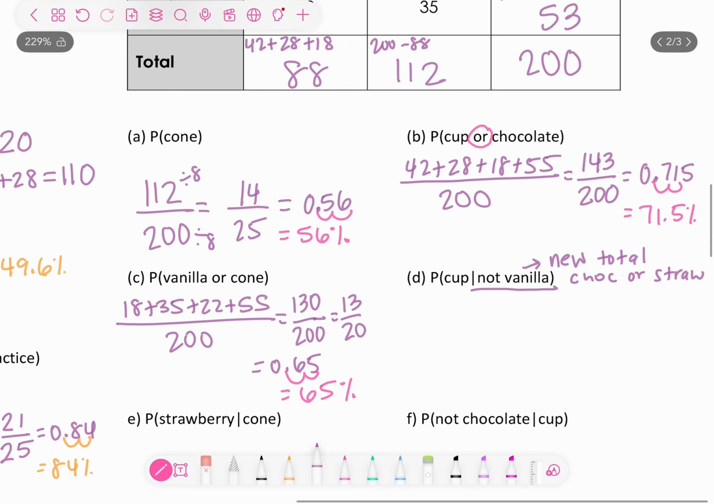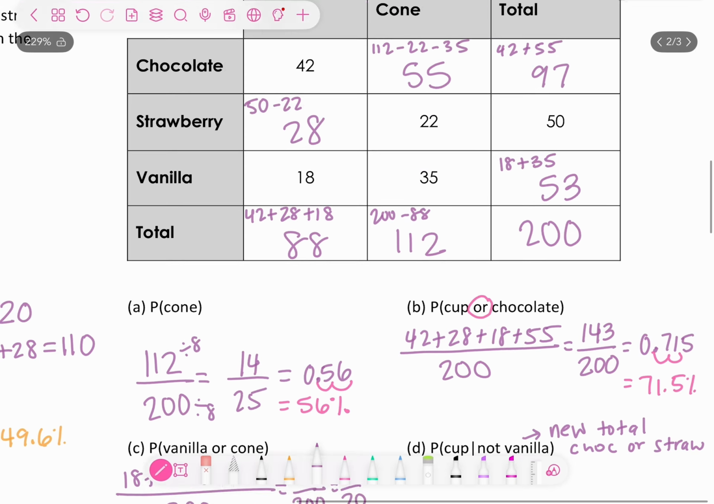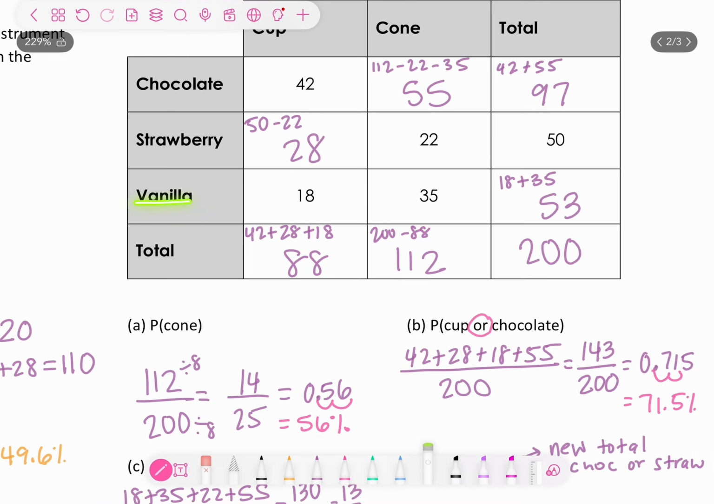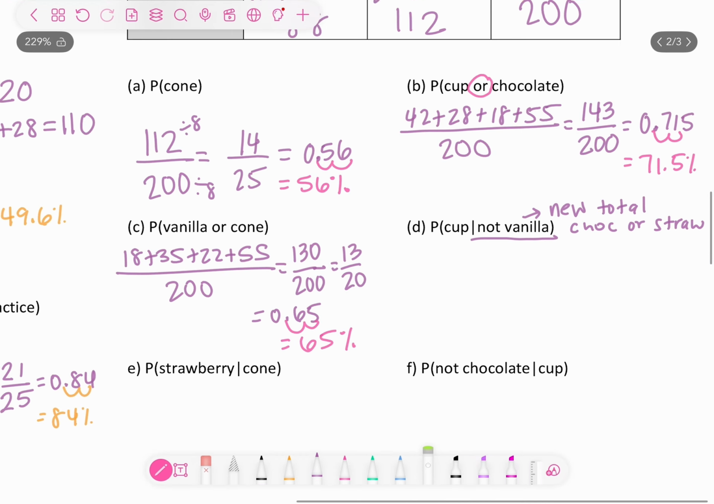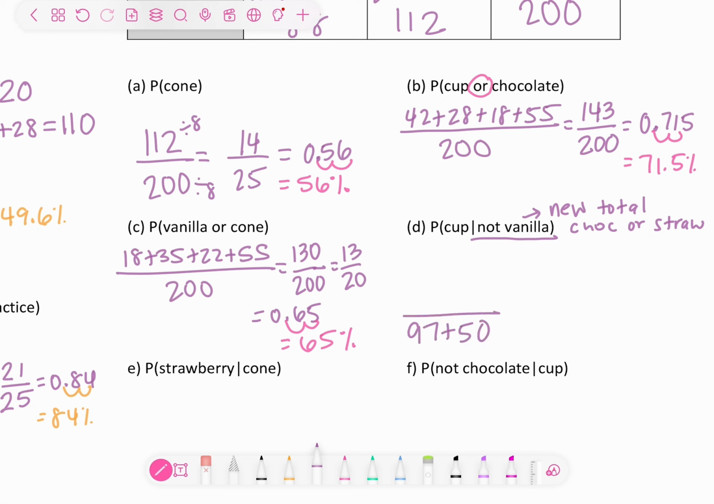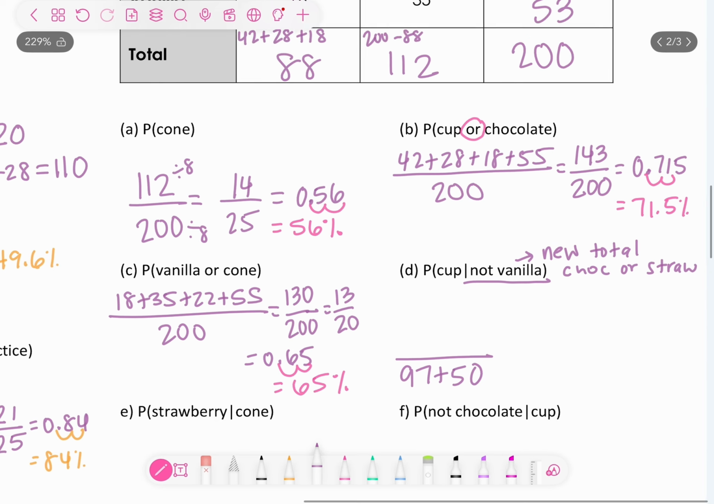Okay, so anything that's not vanilla is going to give us our new total, and then inside of that new total, inside of anything that's not vanilla, we'll figure out how many were cups, okay? So not vanilla, which means we're adding the strawberries or the chocolate flavors. So 97 plus 50 is our new total. We're not talking about everything this time. And then the cups within there.